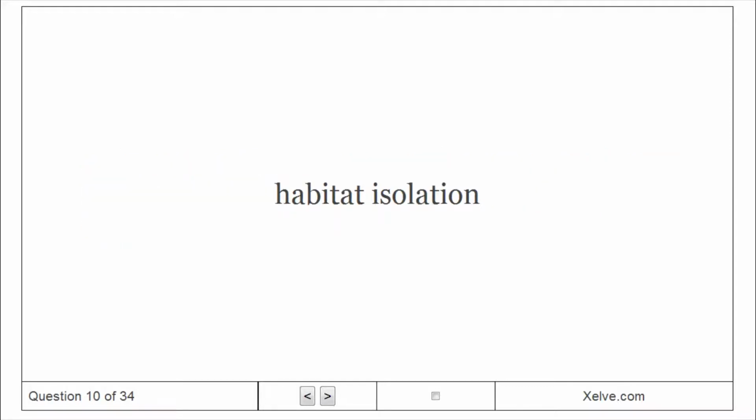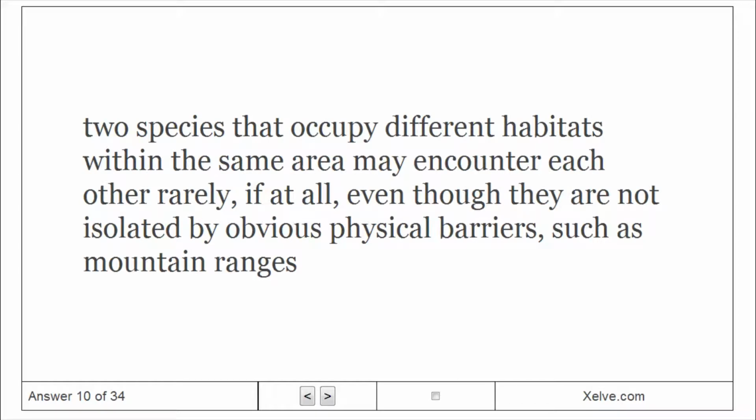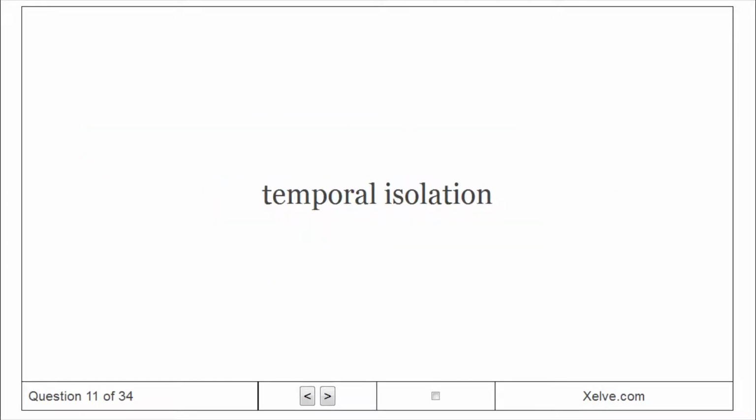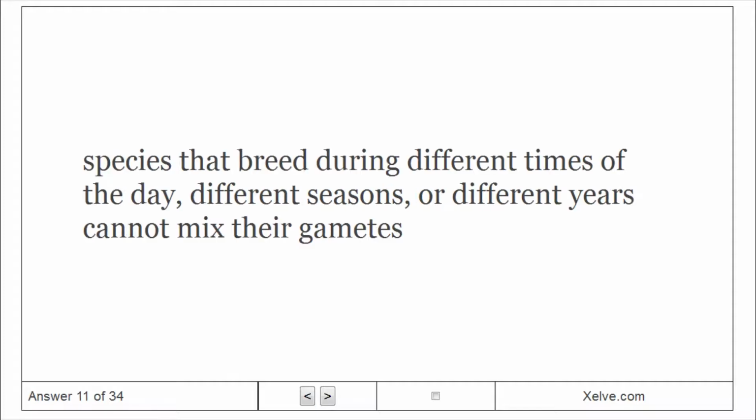Habitat isolation. Two species that occupy different habitats within the same area may encounter each other rarely, if at all, even though they are not isolated by obvious physical barriers, such as mountain ranges. Temporal isolation. Species that breed during different times of the day, different seasons, or different years cannot mix their gametes.